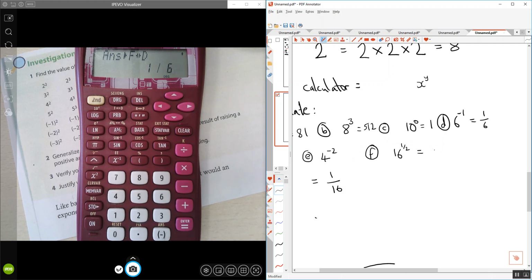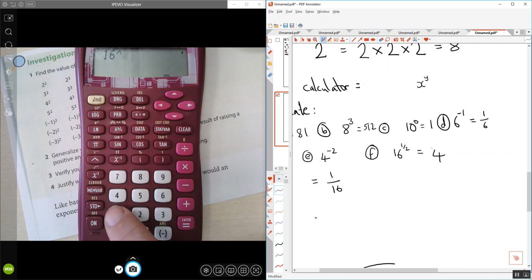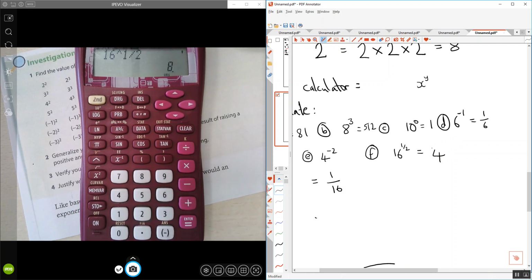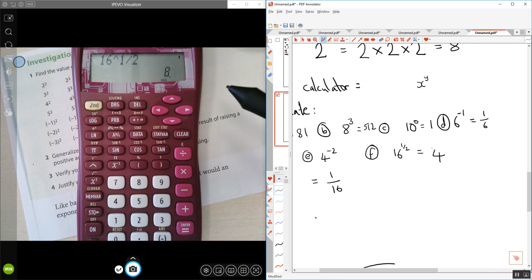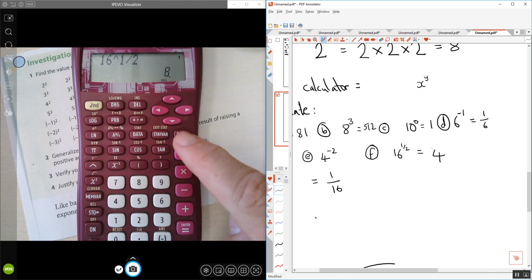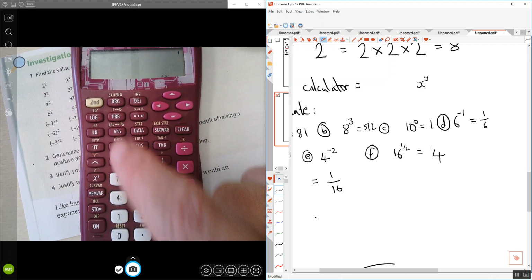4, right, okay, and again, just to make sure, 16 to the power of 1 over 2. Now, why didn't that work on this calculator? Because you didn't put the brackets. Right, okay, because it thinks the 1 and the 2 is a half. What would be a better way of doing it? Oh, 0.5. Well, let's say we want to do it as a fraction.